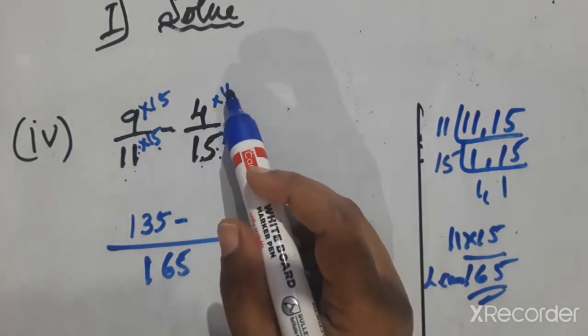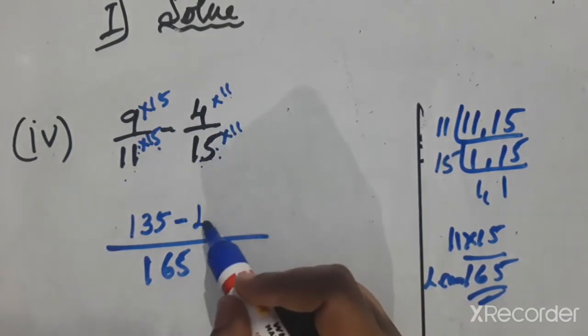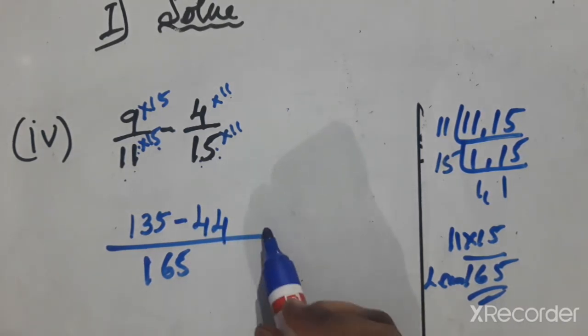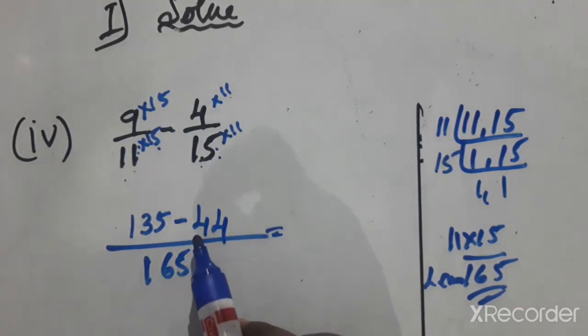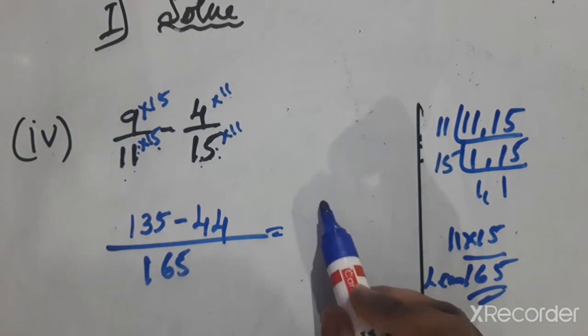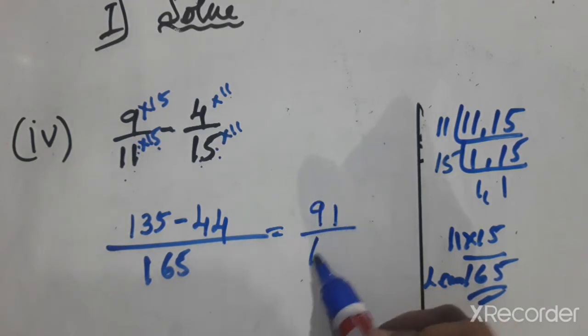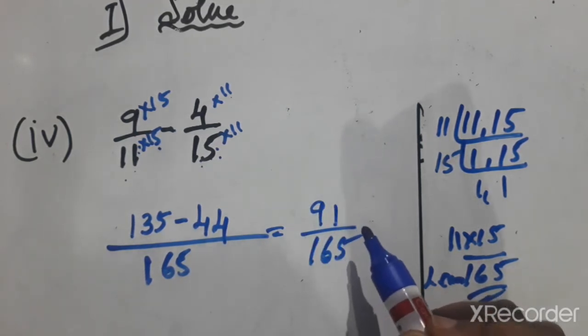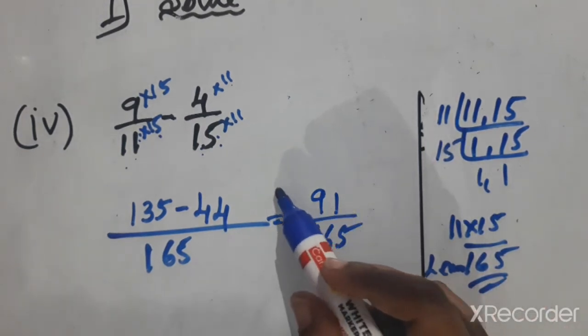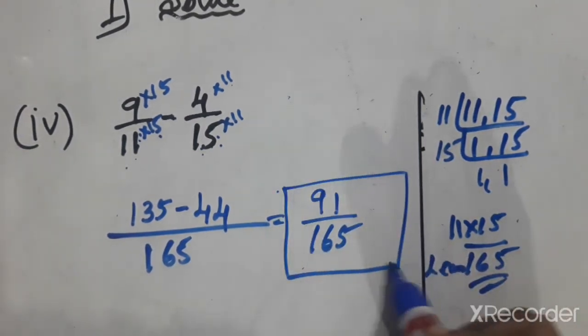4 11s or 11 4s are 44. Now 135 minus 44 is 91. 91 by 165. This is the answer, children.